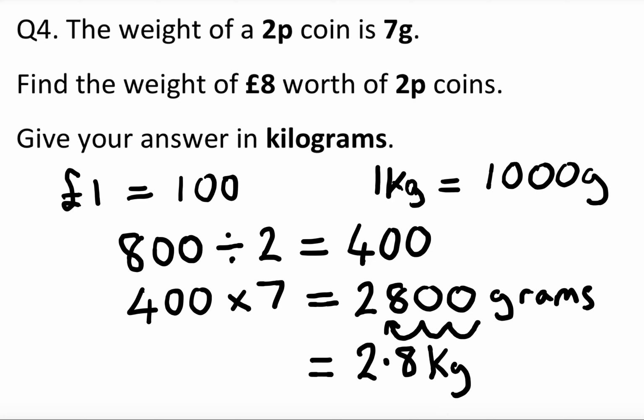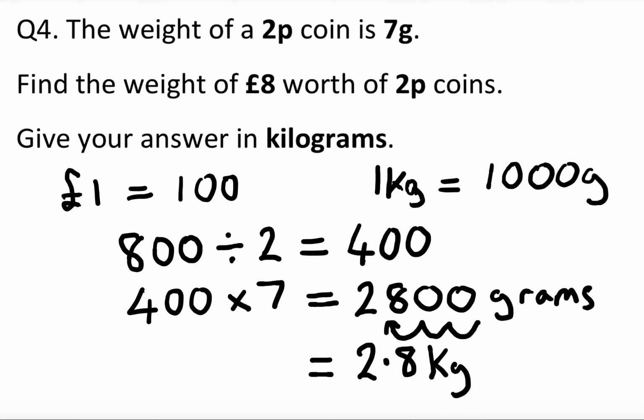So if you just go through the steps, you should be able to work it out. Make sure you get the units and understand the difference between grams and kilograms. There's 1,000 grams in a kilogram. So that's your weight of £8 worth of 2p's. So that's quite a lot, really. I mean, if you can imagine, that's probably just under 6 bags of flour. Imagine carrying that about in your pocket.